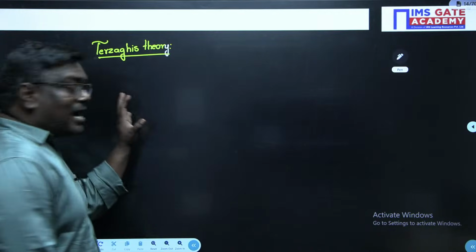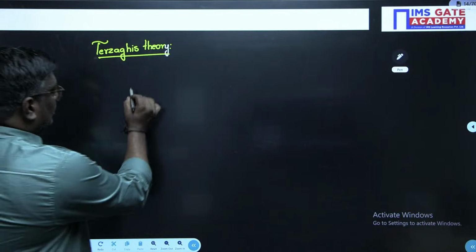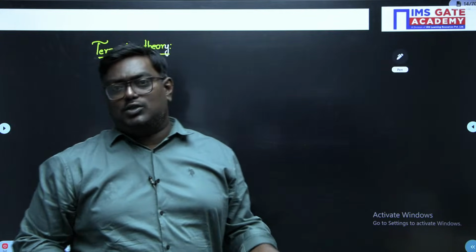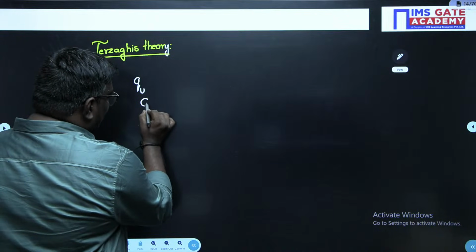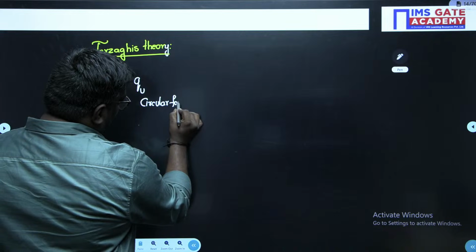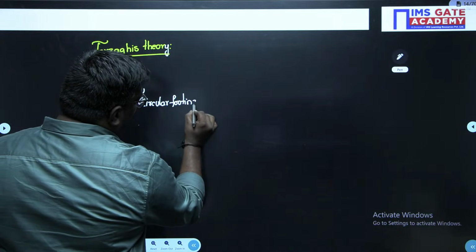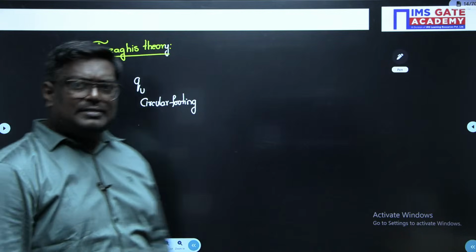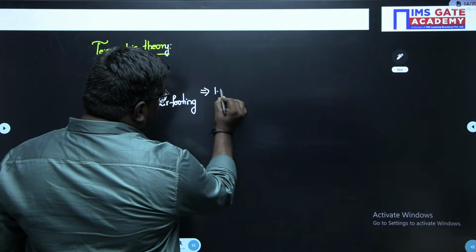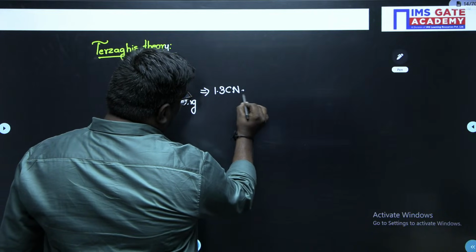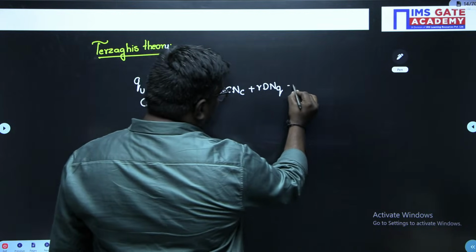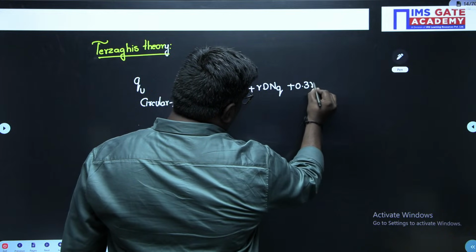So, my dear students, when they ask you Terzaghi's theory, how to calculate the ultimate load, first thing, try to follow this order. If you want to find out the ultimate load for circular footing, I'm not only talking about this problem. So QU can be taken as 1.3 C N_C plus gamma D N_Q plus 0.3 gamma B N gamma.